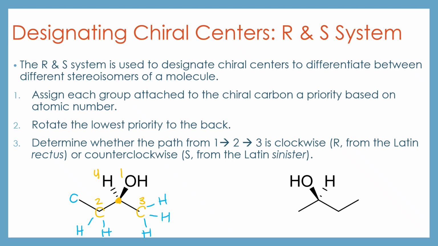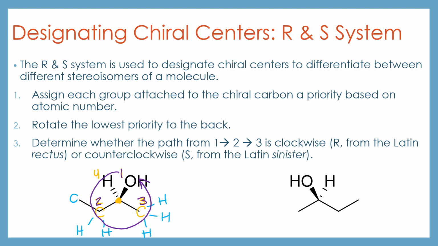So now the rule says to rotate the lowest priority to the back. So what that means is you want to position your molecule so that the lowest priority item is on a dashed wedge, meaning it's pointing away from you. You can kind of picture this like a steering wheel. The low priority is going to be the steering shaft that holds the steering wheel. And then you are connecting your priorities 1 to 2 to 3 with a circle and seeing if your steering wheel is turning to the right or to the left.